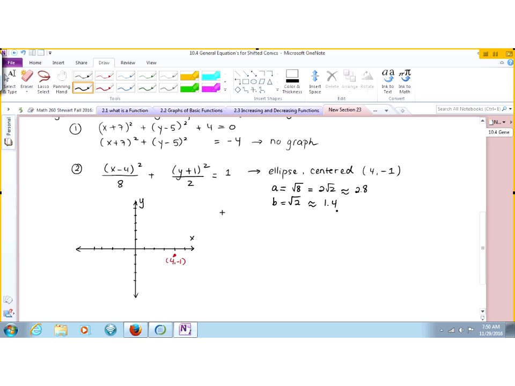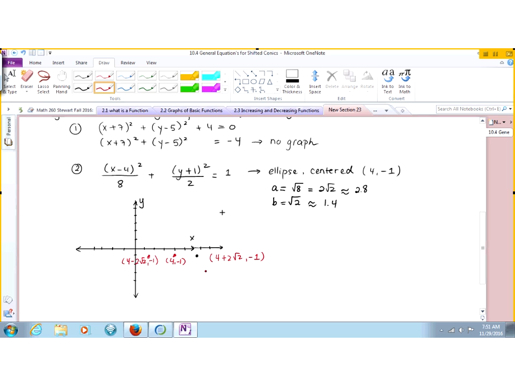Right? So you start with 4, negative 1. You go left and right 2.8. Oh, I need to draw more here. I guess it has to be longer. Okay, so 2.8 is around here, and 2.8 is around here. How do I label this? This is 4 plus 2 square root of 2, negative 1. And this is 4 minus 2 square root of 2, negative 1. So these are the coordinates of the vertices.